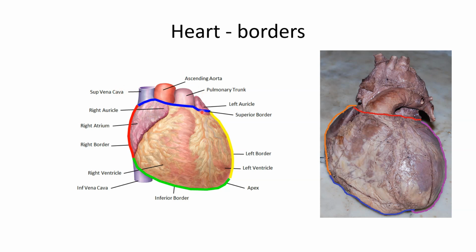Here also this is the superior border, which will not be seen because of the origin of these great vessels which you are seeing. And this is the left border, and this is the inferior border, and this is the right border. And in this specimen you can see the right auricle and also the left auricle.